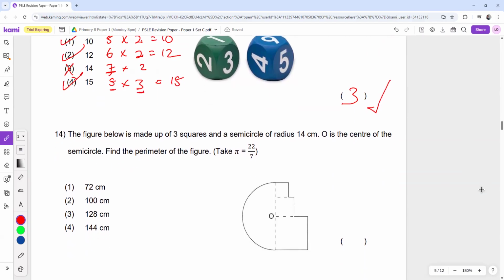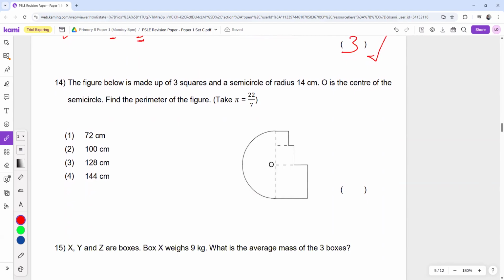Okay, question 14. Question 14, the answer is number 2. Okay, number 2. All right. And how to get number 2? Now, when you want to find perimeter, you need to do highlighting so that you don't miss out any lines. So what's the circumference of the semicircle? Half times pi d. Write your formula and then use your formula to get the answer.